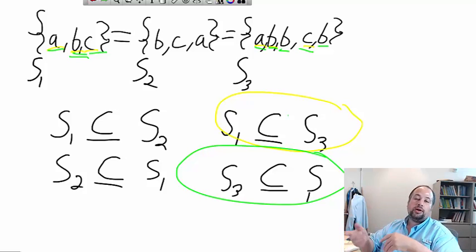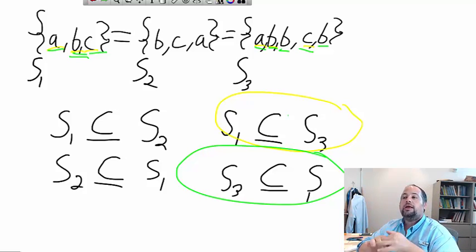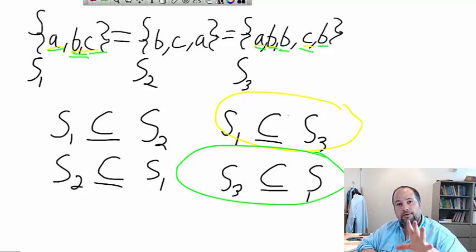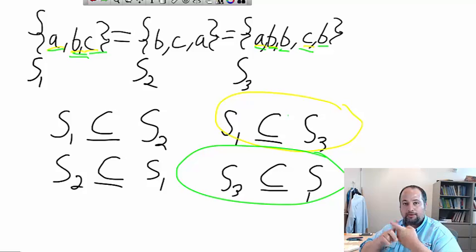And since S1 and S2 are equal, then if S1 is equal to S3, then S3 must be equal to S2. Does that make sense? So that's how, using the definition of a subset, we're able to prove that order doesn't matter and repetition doesn't matter when we're talking about sets.